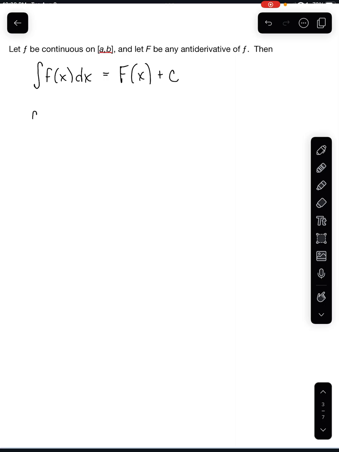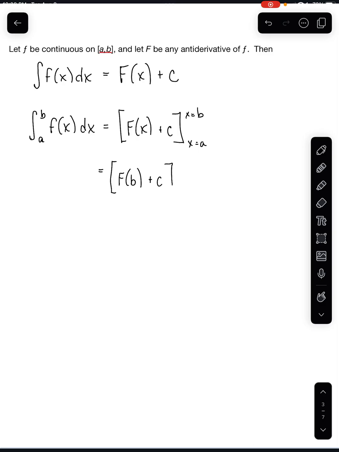In that case, the definite integral from a to b of little f of x dx is actually equal to the general antiderivative big F of x plus c evaluated at the limits of integration and subtracted. So we take the antiderivative big F of b plus c minus the general antiderivative big F of a plus c. And an interesting thing happens here. The constants of integration, and this is why we say big F can be any antiderivative, are actually going to cancel out exactly.